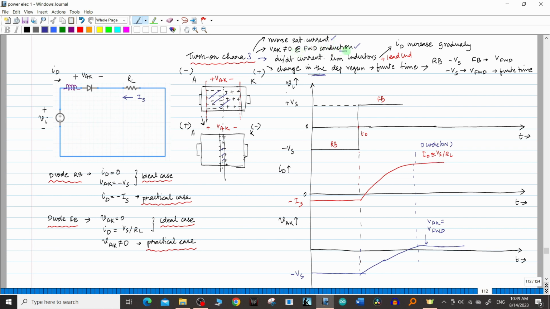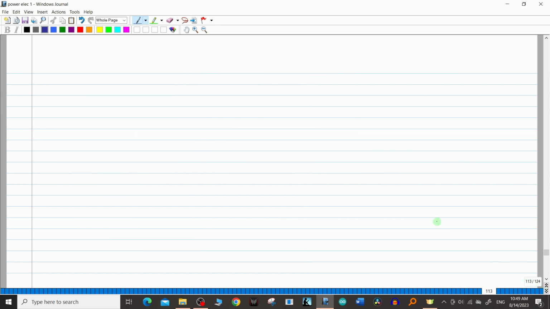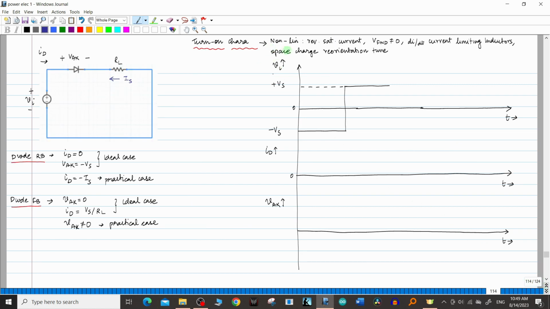VAK is not equal to 0 at forward conduction, di by dt current limiting inductors are present, and the change in the depletion region is also going to take a finite time. So this is how the graph is going to look. Now, considering all these non-linearities, we are going to introduce one more factor, which is conductivity modulation. The last graph that I'm going to draw includes reverse saturation current, V forward not equal to 0, di by dt current limiting inductors, space charge reorientation time, plus the effect of conductivity modulation.